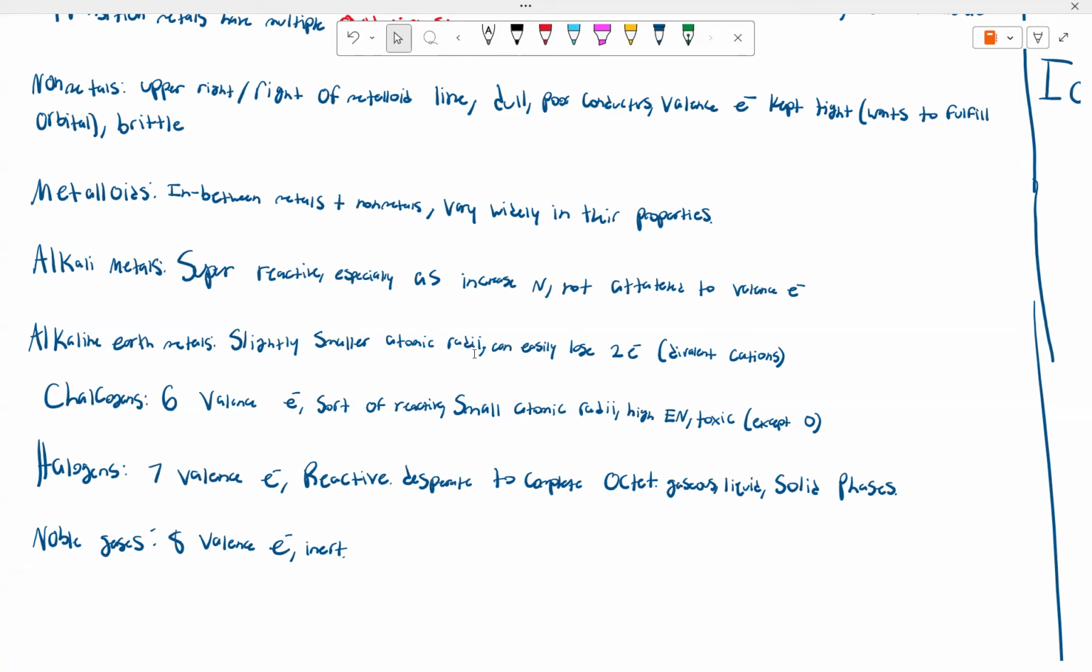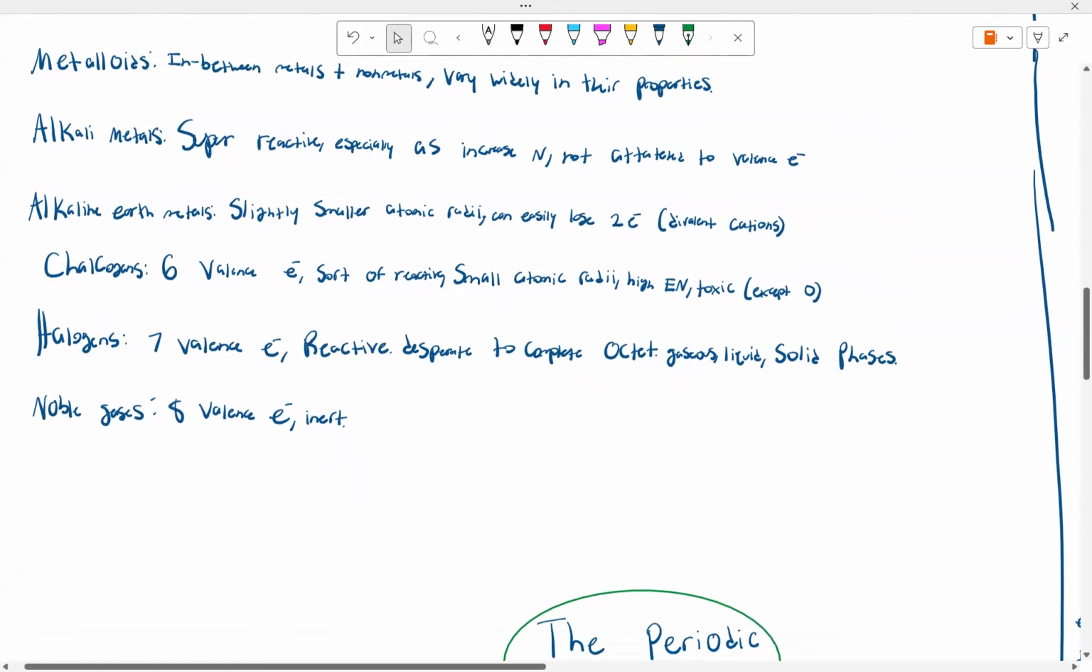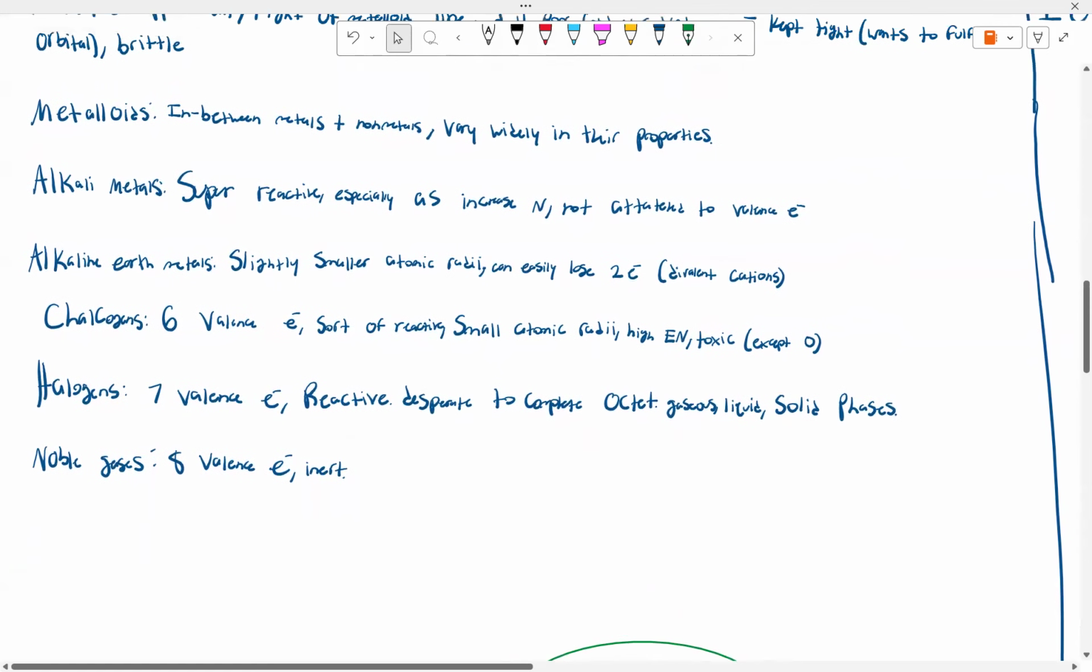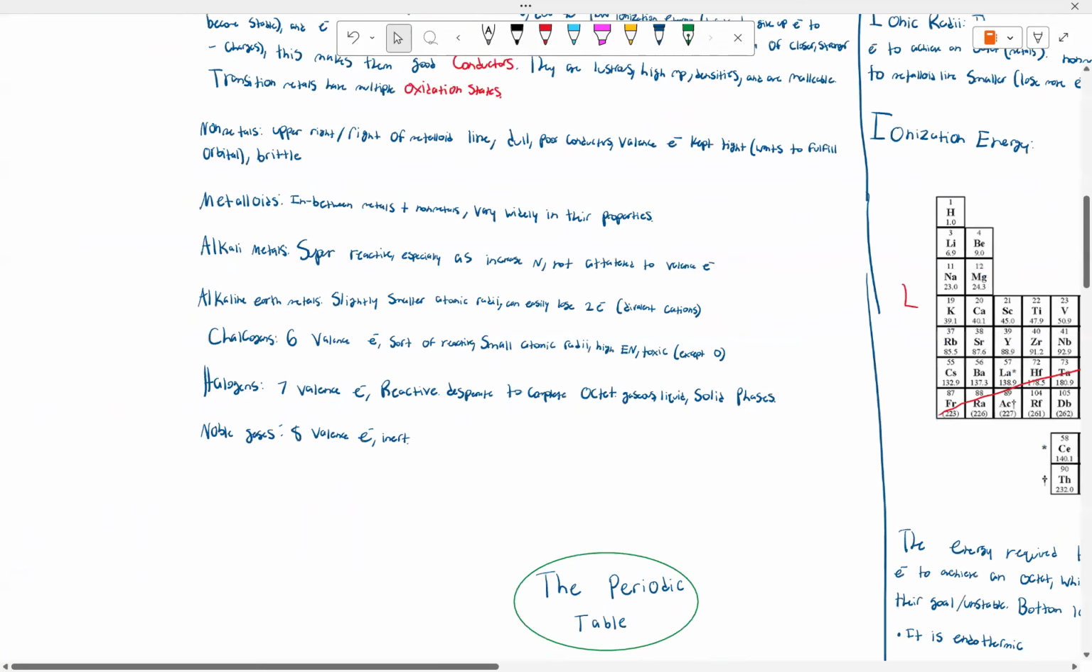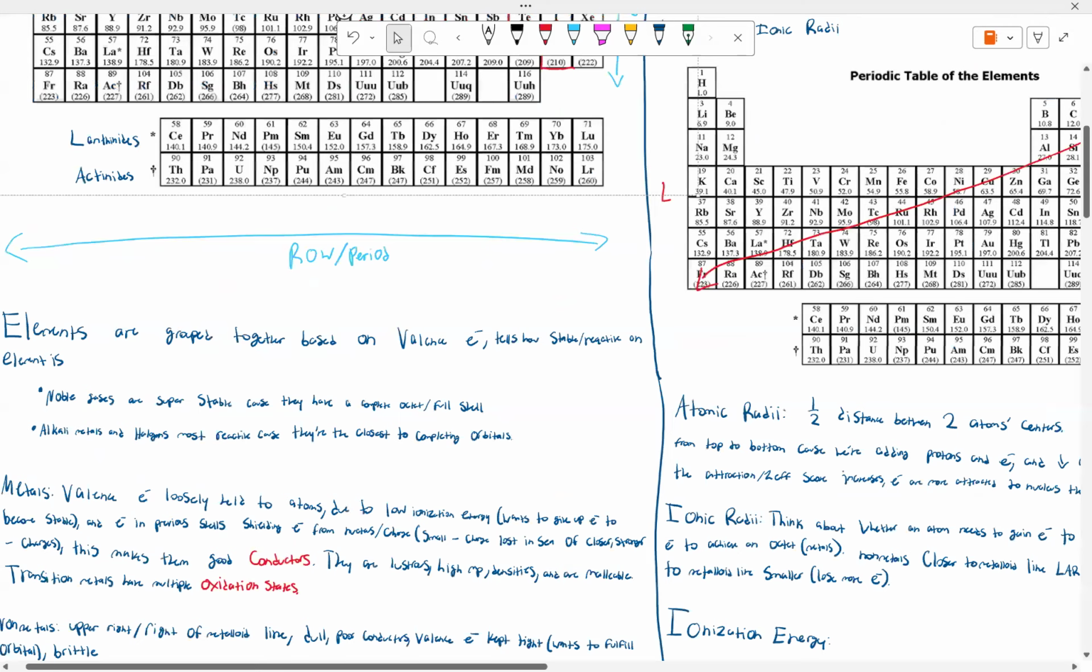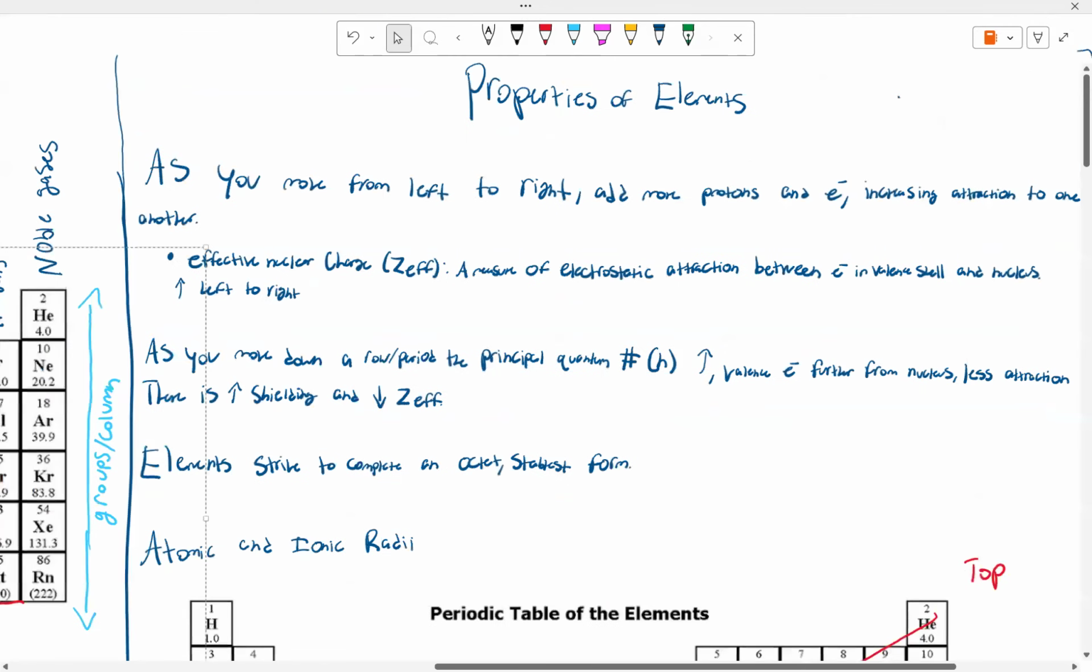oxygen is really important, it makes up water. It's one of the two atoms that make up water. So then you have halogens, highly reactive because they have seven valence electrons, really close to completing that octet. They are typically in gaseous, liquid, and solid phases, so they're kind of all over the place. Then you have noble gases, which have eight valence electrons. They're also called inert gases because they're satisfied, so they don't want to react with anything.